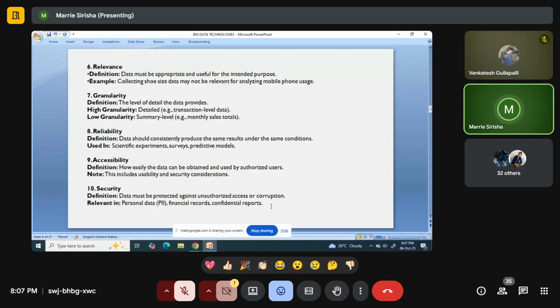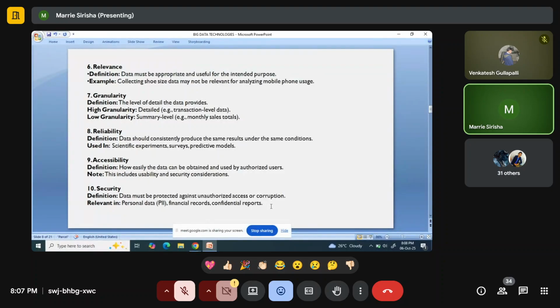Like transaction level data. Like if you take the example of your account statement, it will show the detailed summary, right? But in the second one, summary level, like only monthly sales is shown. Okay, that is what it says.